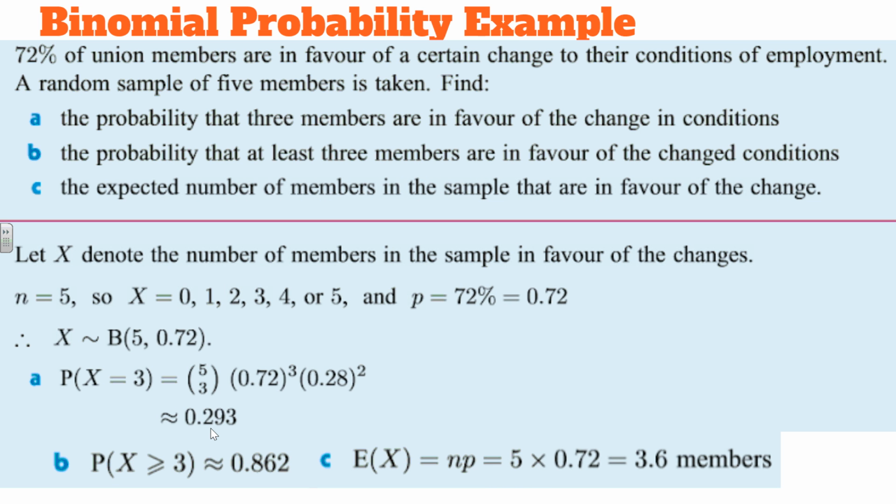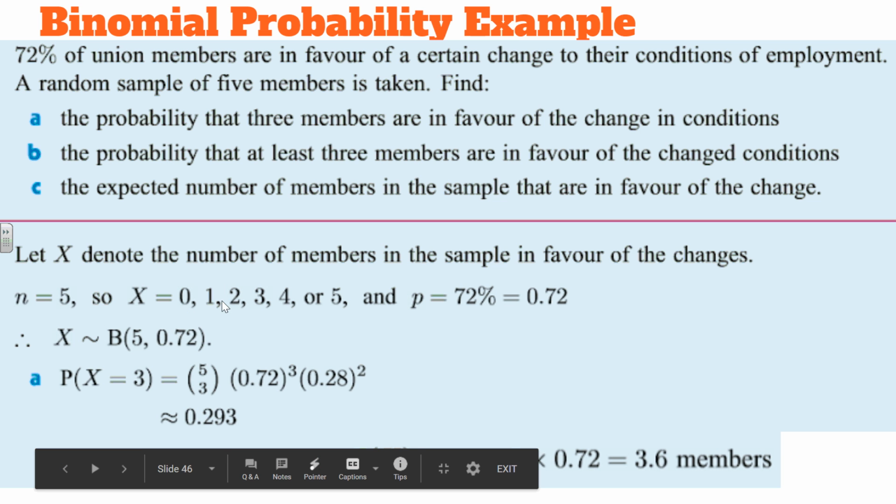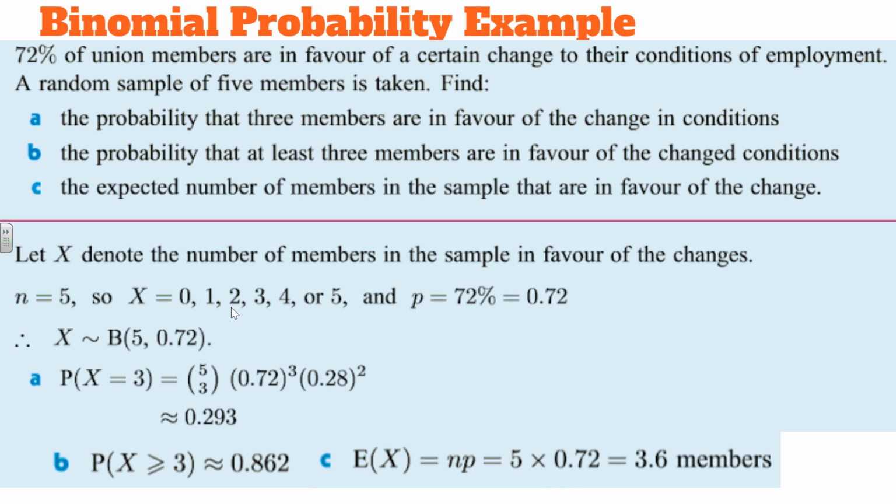Question B says the probability that at least 3 are in favor. Well, if I did at least 3, that's 1 minus the probability that 2 or fewer are in favor. So I could do the same thing. I could plug in for 0, for 1, for 2, and add those all together. And when I do that, I get about 0.862.